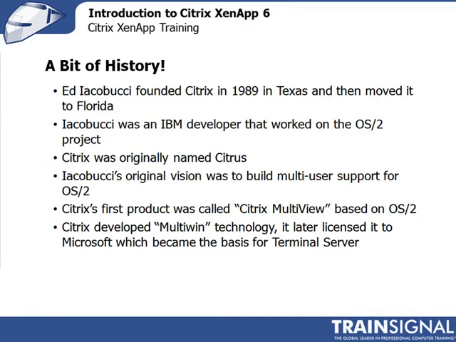So how did Iacobucci do this? What was he trying to do? So on and so forth. Iacobucci was an IBM developer that was working on the OS2 project. And for that matter, most of the Citrix execs that started Citrix were also developers that were working on the OS2 project. As a matter of fact, the Citrix company name was originally Citrus. And again, here you can see the relation between Citrus, Florida, and so on and so forth.